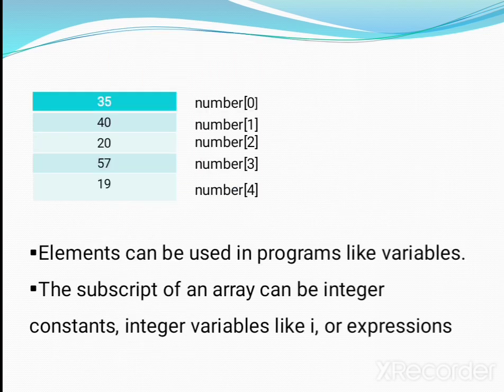The first element will be stored in the 0th position. The second element will be stored in the first position. The fifth element will be stored in the 4th position. The size of the array is 5, so only 5 elements can be stored. Array elements can be used in programs like variables. The subscript of an array can be an integer constant or integer variable.